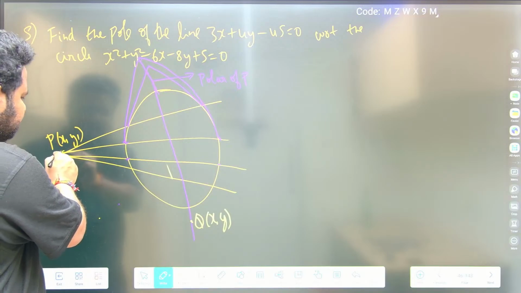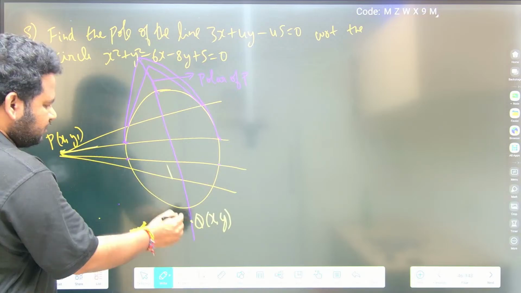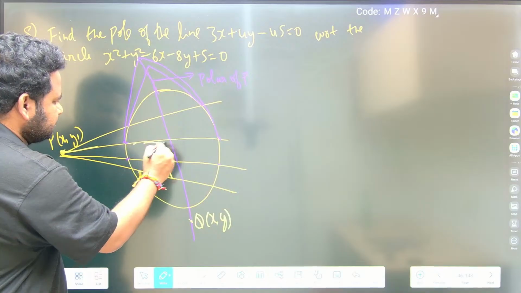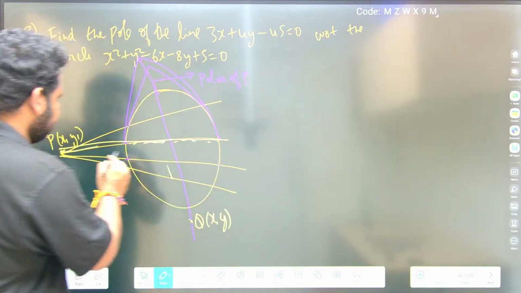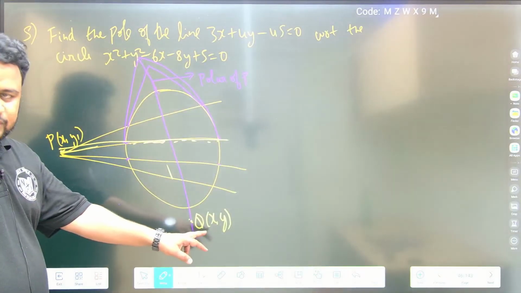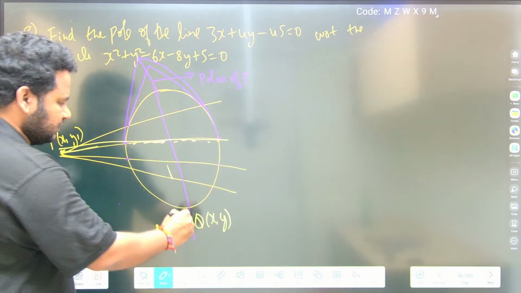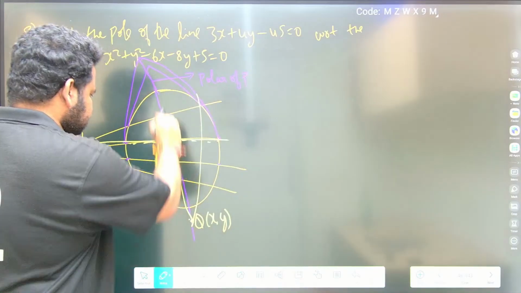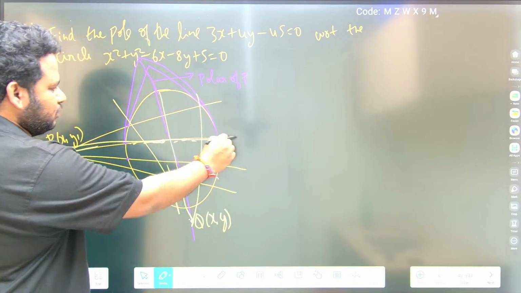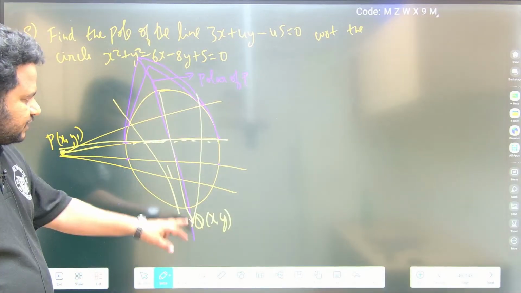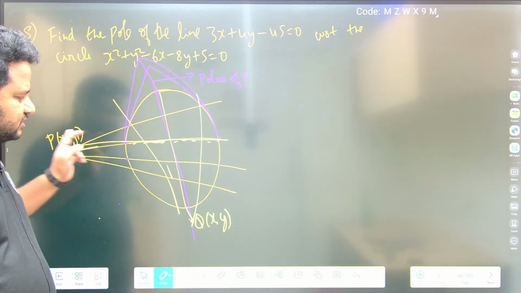This point P, if I join like this, you will get a polar like this here. And if you join like this, you will get point Q here. From this point Q, if you join polars like this and cut the circle, I will get a polar line here also. Then Q is on the polar of P and P is on the polar of Q.